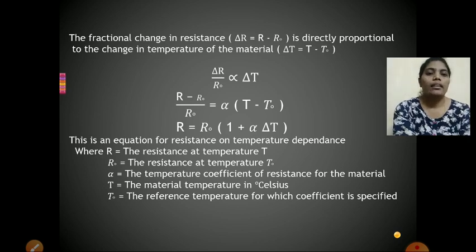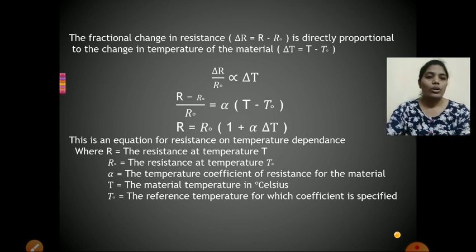Where R is the resistance at temperature T, R naught is the resistance at temperature T naught, and alpha is the temperature coefficient of resistance for the material. So this is the factor which gives the relation between temperature and resistance, and T is the material temperature in degree Celsius. T naught is the reference temperature for which the coefficient is specified.